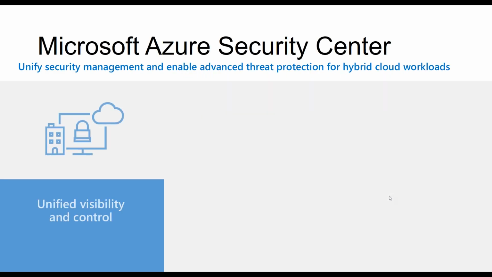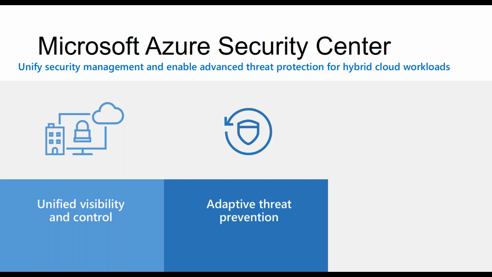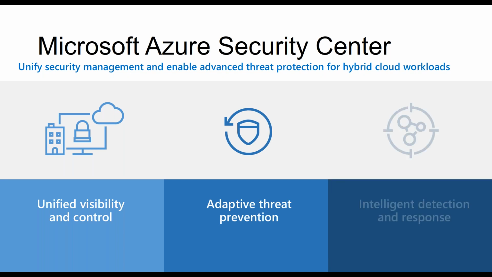So what actually is Security Center? This is the slide from Microsoft. Security Center is all about three things. It is about unified visibility and control. It gives you visibility into your whole environment. When I say whole environment, I do not mean just the Azure environment. It gives you visibility into your on-prem environment. It provides adaptive threat prevention, we'll see what that means, and it provides intelligent detection and response.